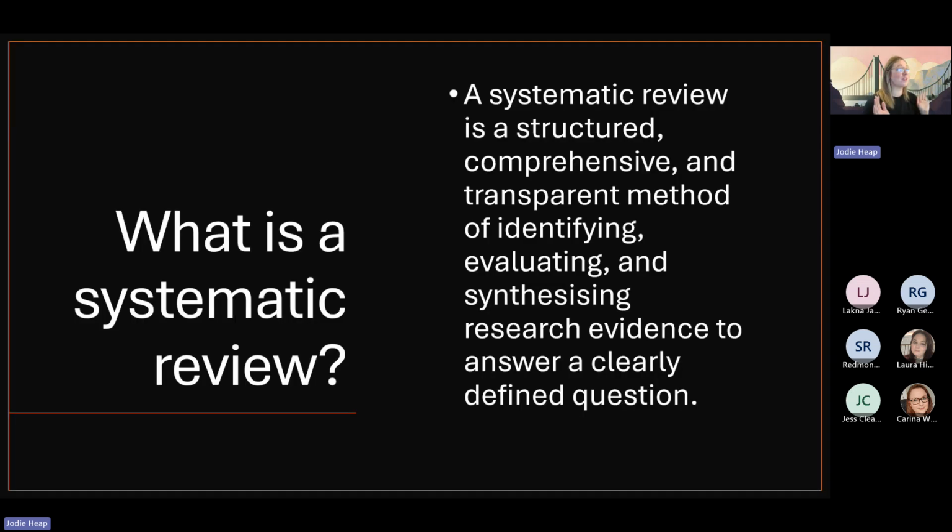So for anyone who does not know what a systematic review is, a systematic review is a structured, comprehensive and transparent method of identifying, evaluating and synthesizing research evidence to answer a clearly defined question.